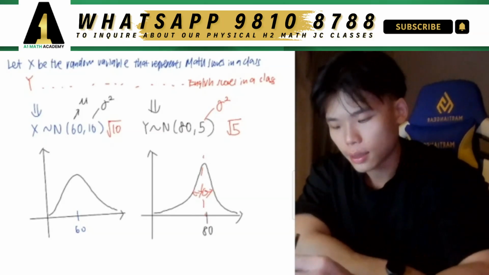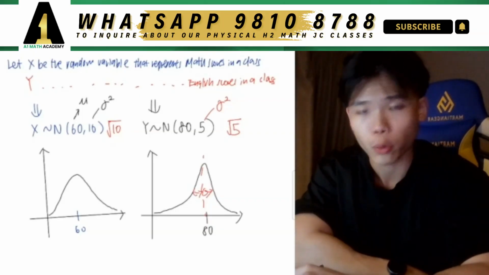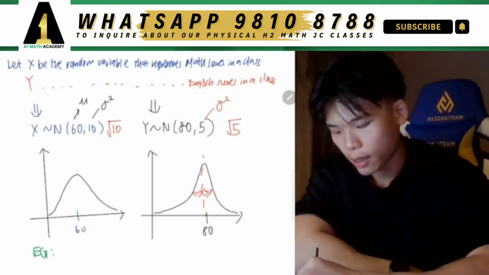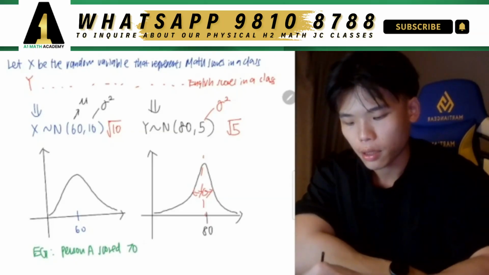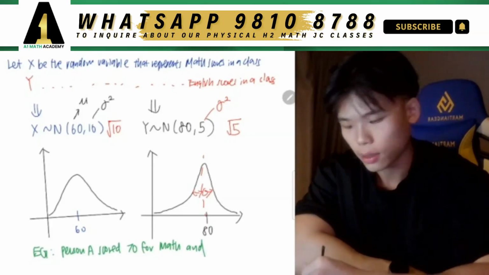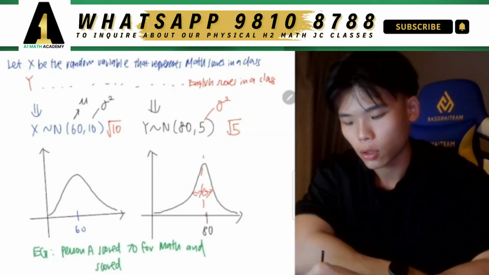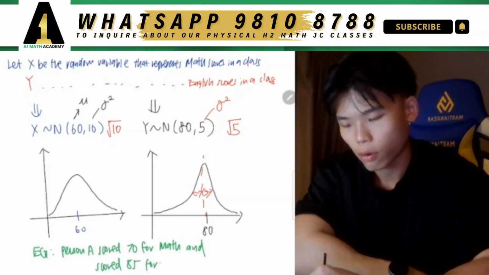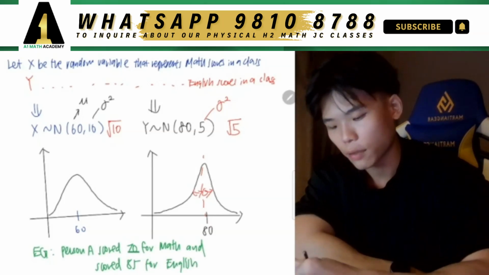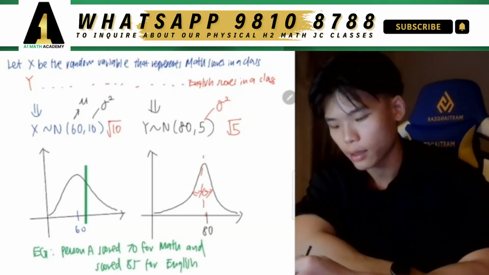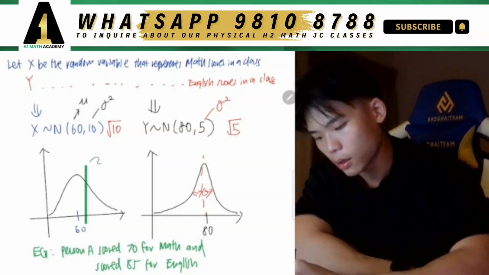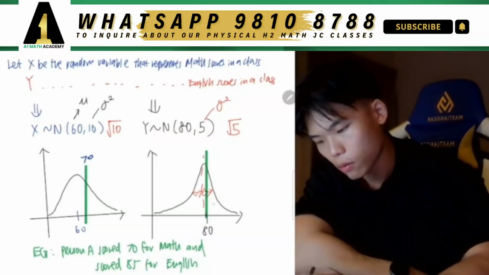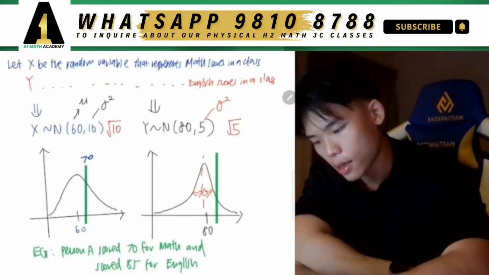Now that we painted this example, let me pose a question. Let's say person A scored 70 for math, and let's say person A scored 85 for English. If person A scored 70 for math, maybe person A is somewhere here. This is 70. And then let's say 85 is here.